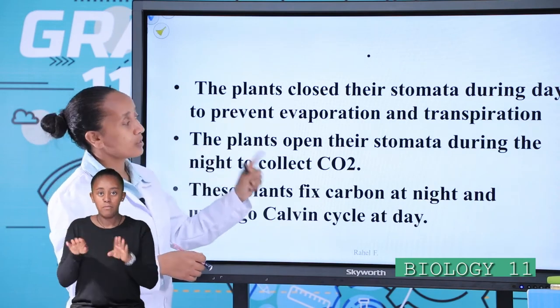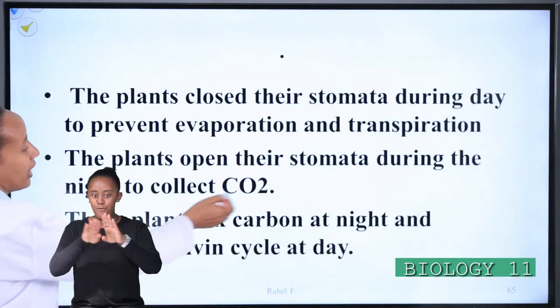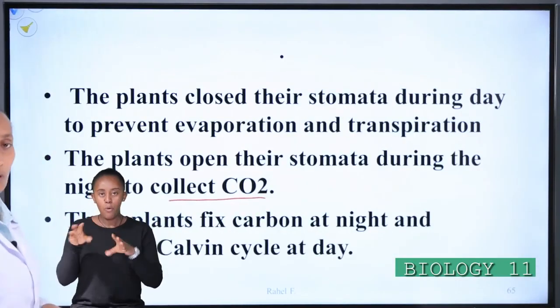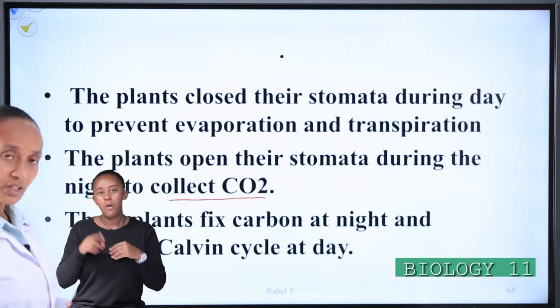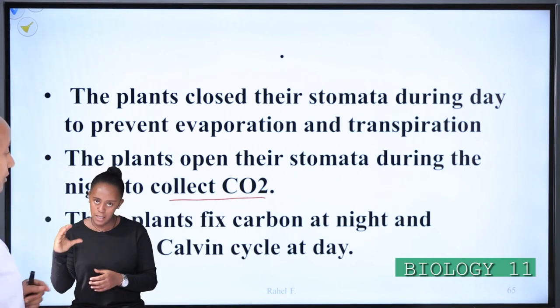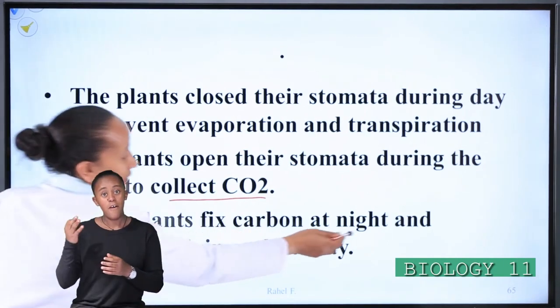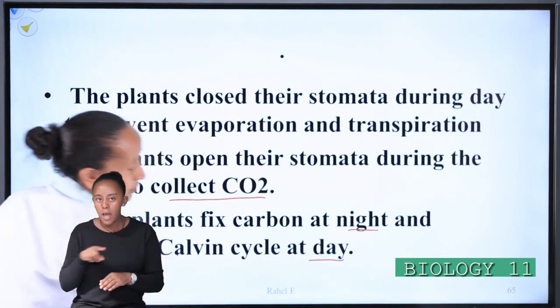The plants open their stomata during the night. This is important because they are able to collect carbon dioxide from their environment. Therefore, what makes a difference with that of C3 plants? These C4 CAM plants fix carbon at night and they undergo Calvin cycle at day.